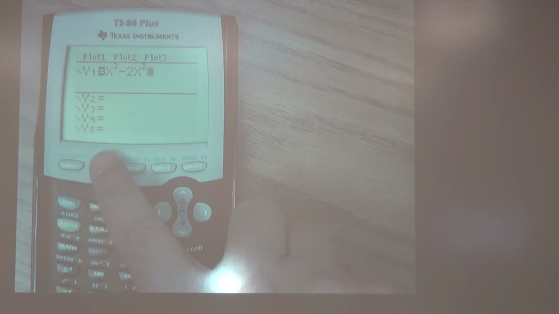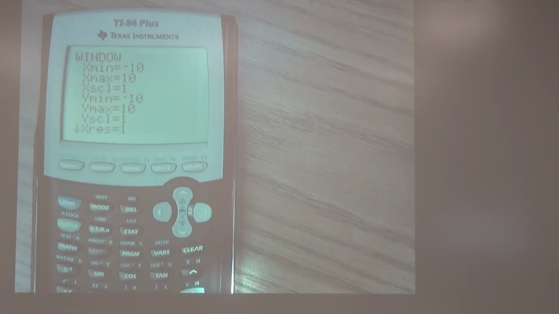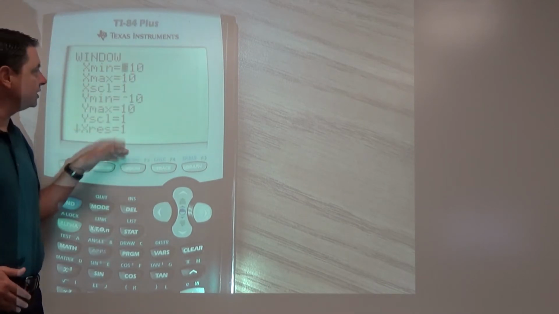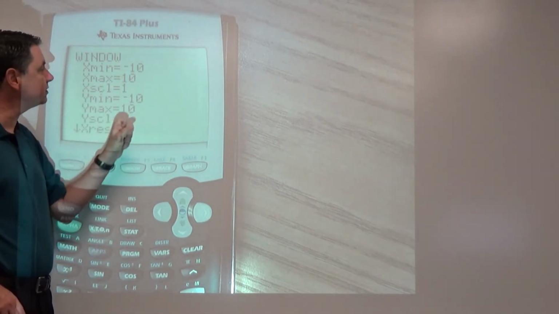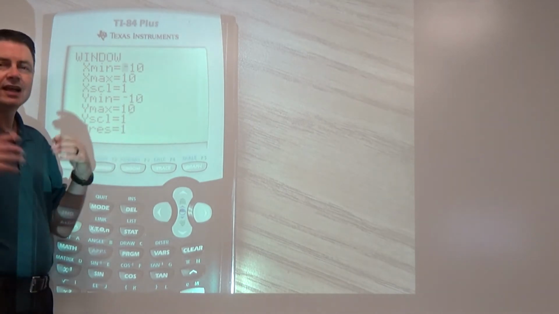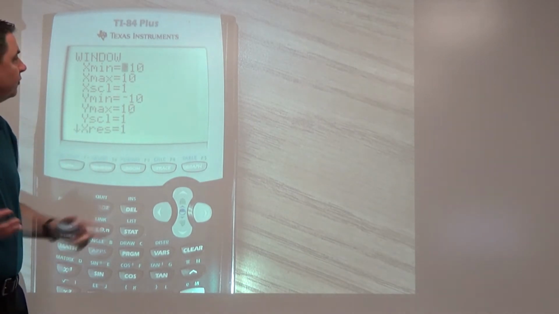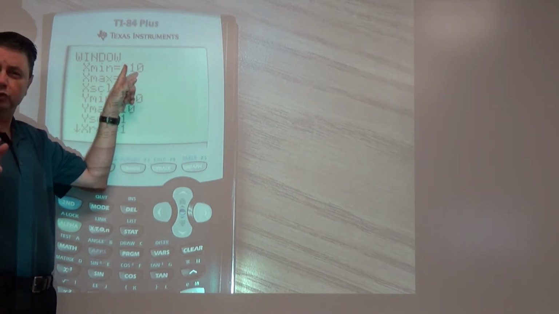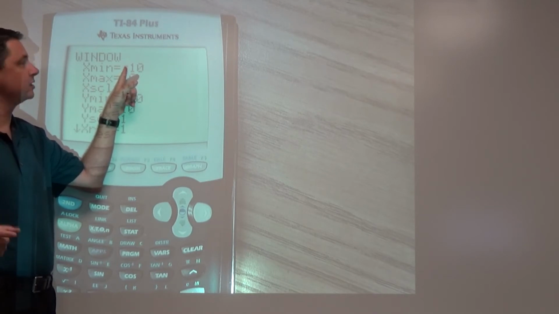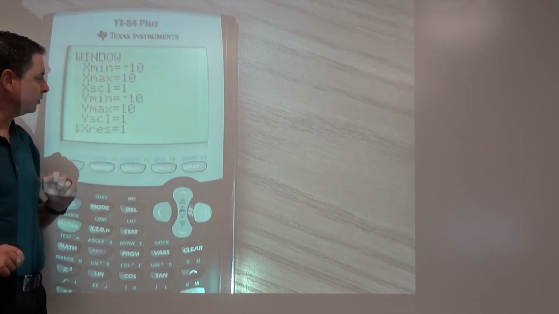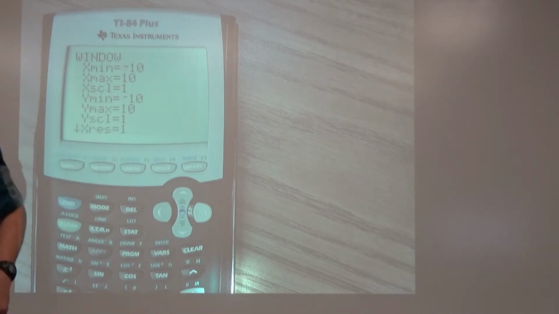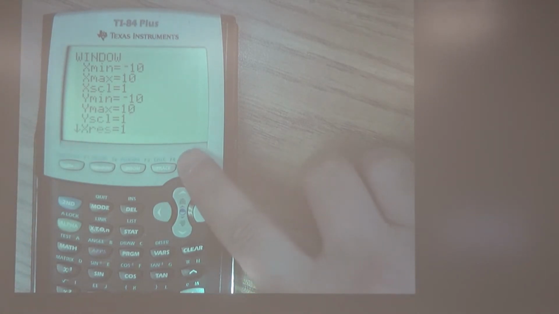Let's check our window. Press window. Make sure we're standard. If you had done something before, change it back to -10 to 10 by 1s, -10 to 10 by 1s. If you are using a Texas Instruments, be very careful. If you put subtraction here instead of the negative sign, as those are two different buttons, it's going to give you some sort of window error message. So that's what to watch out for. Let's go ahead and graph this and see if we then need to adjust our window. Press graph.